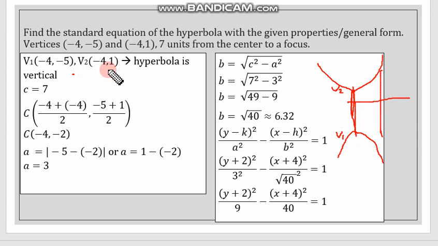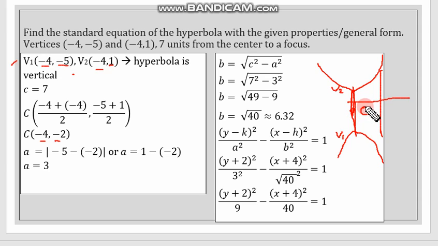Okay, so accordingly, 7 units from the center to a focus. We don't know the center yet, but we have the endpoints of the hyperbola, which are vertex 1 and vertex 2. So their midpoint will be the center. -4 plus -4 is -8, divided by 2 is -4. For the y-coordinates, -5 plus 1 is -4, divided by 2 is -2. So the center would be (-4, -2).